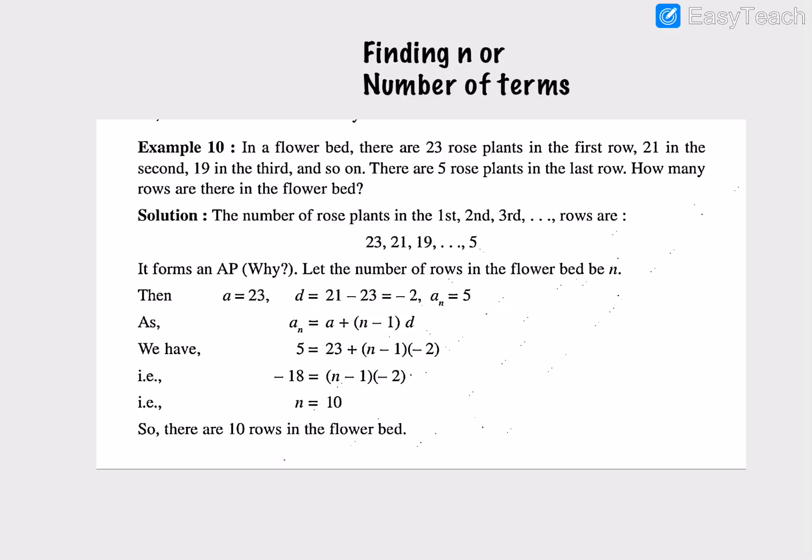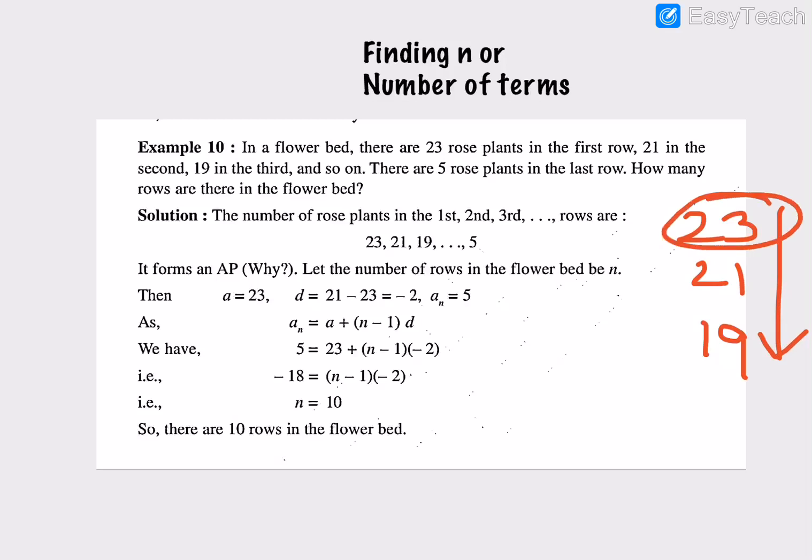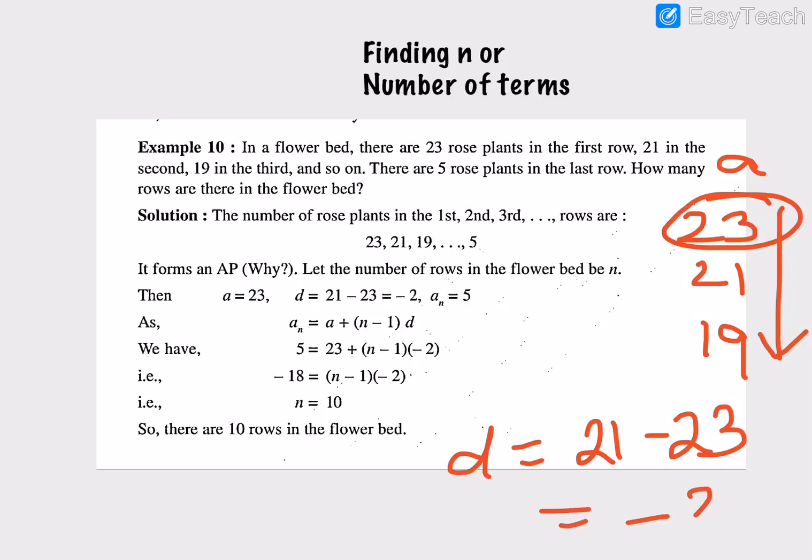So here is an example, example 10 in your textbook. There is a flower bed and the pattern goes like this: in one row 23, the next row 21, the next row 19. So you can clearly see this is a decreasing series, 23, 21, 19. The first term you know already, it is a, and the difference you want to know, second term minus first. Whenever we see a series, first we find out these two, then we think about what to do next. So 21 minus 23, negative 2.